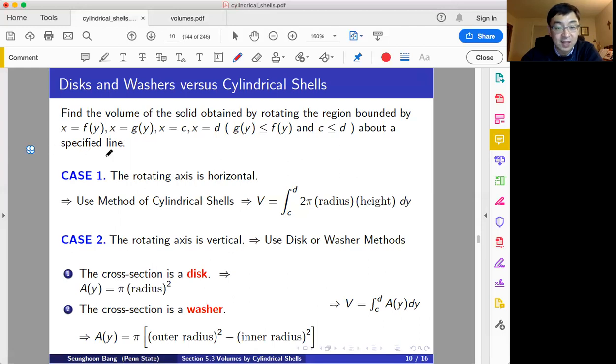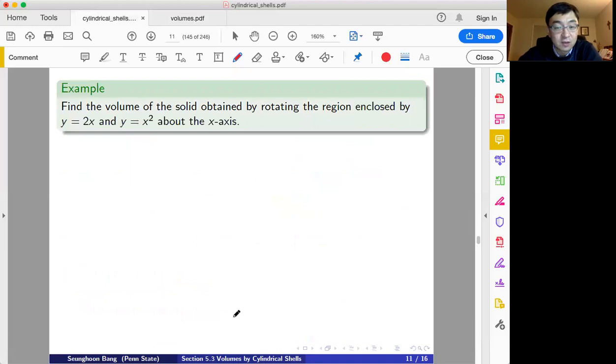What does it mean? The graph is like this. This one is x equals f of y. This one is the left boundary, x equals g of y. This point is c, this point is d. You can rotate this region about the x-axis, and we use cylindrical shells. Rotate about the y-axis, a vertical line, we use the disk or washer method. Right? This is the whole idea for solving these kinds of problems. I'm going to give examples.